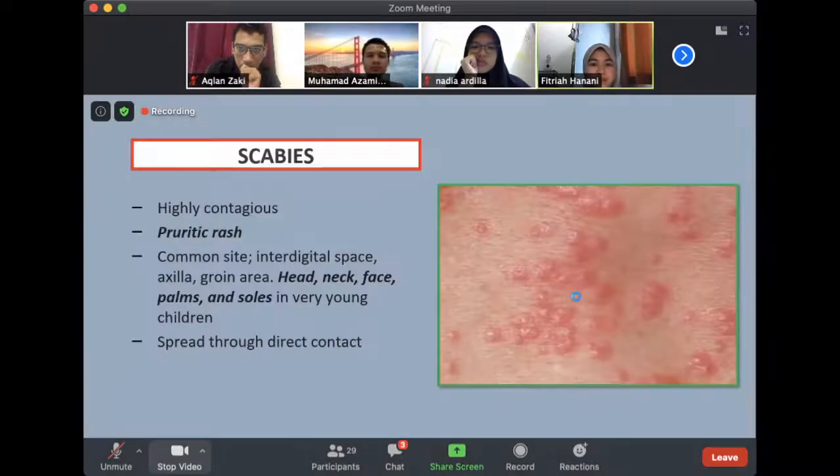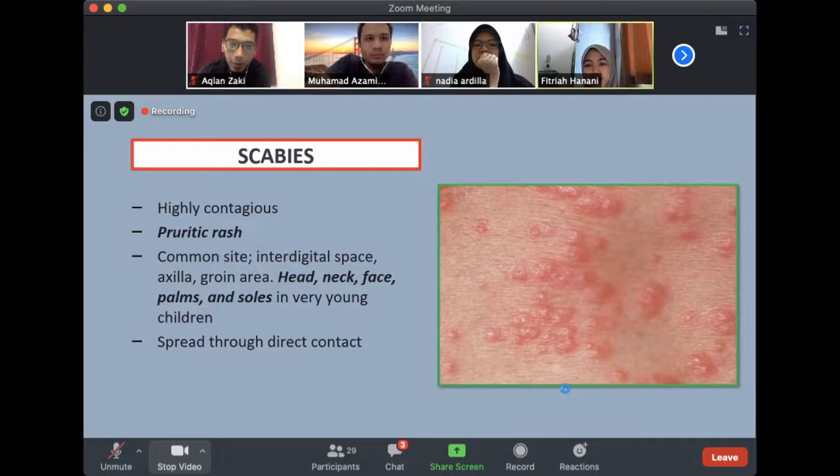So the next one is scabies. It is a highly contagious disease. The patient also presents with a pruritic rash. The common sites in adults are the interdigital space, axilla, and groin area. However, in very young children, the sites of the rash are the head, neck, face, palms, and also soles. It can spread through direct contact.